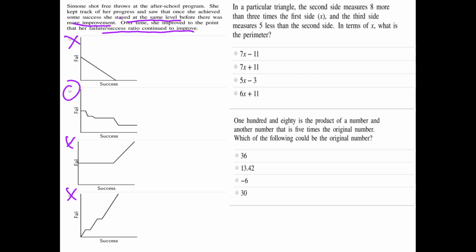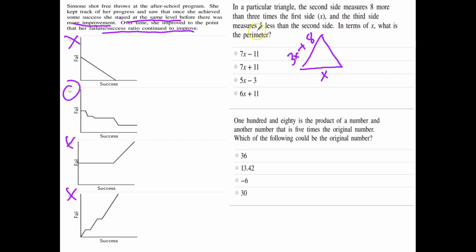And in terms of x, what is the perimeter? So we have a triangle here. Yes, you need to draw a triangle. It says in a particular triangle, the second side measures 8 more than 3 times the first, x. So the first side has to be x, and the second side is 8 more than 3 times the first.